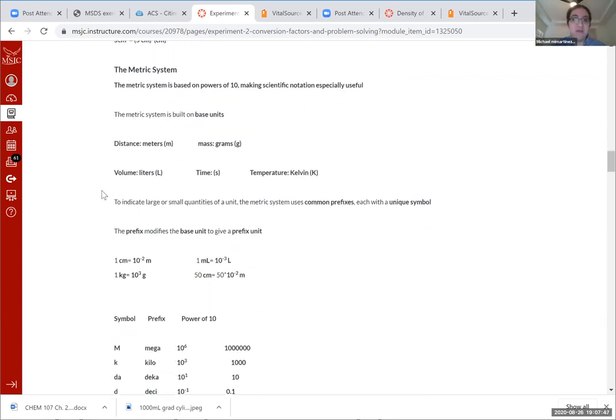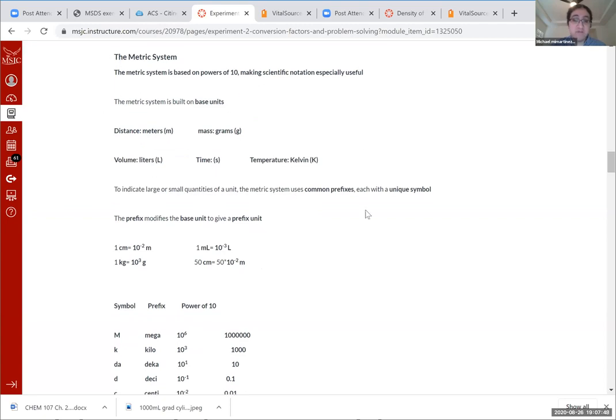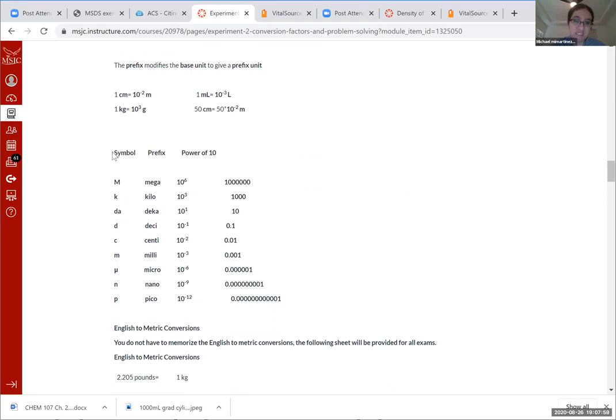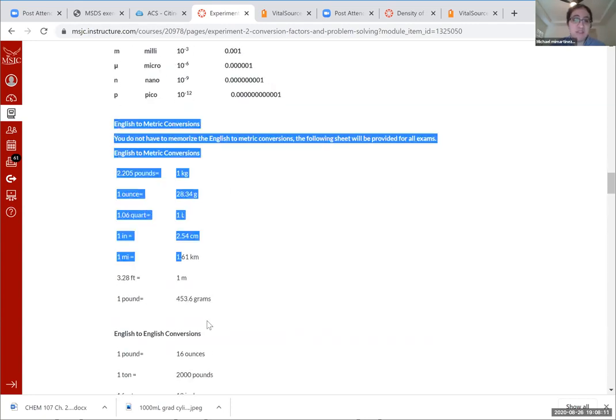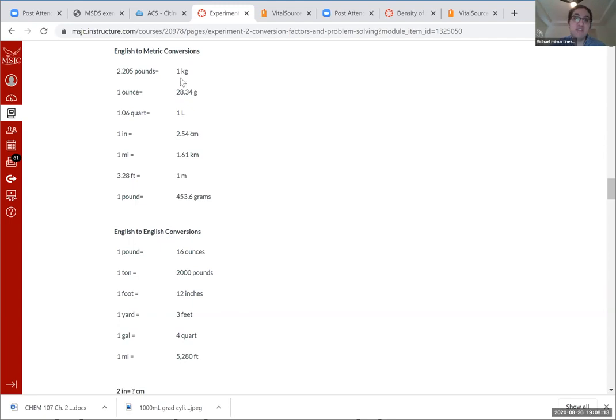The metric system, as we discussed in lecture, is based on powers of 10, and you're going to be performing a series of metric to metric conversions in this class and in this lab. I provided you a list of each of the metric symbols and their prefixes for your reference. I've also provided you some English to metric conversions. You may want to reference these English to metric conversions when you're performing today's lab.